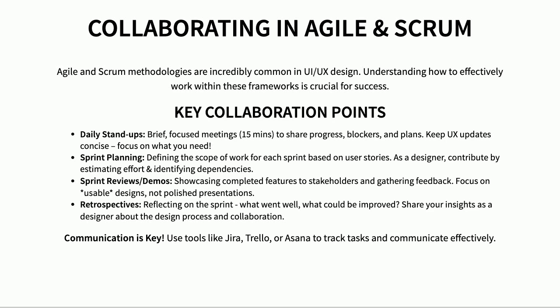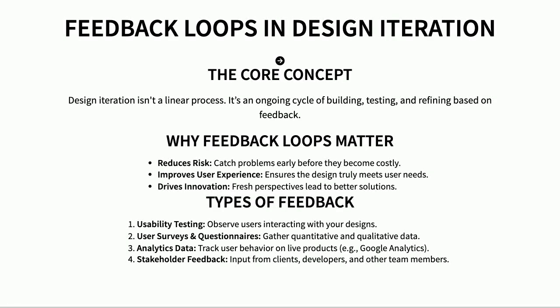Sprint planning is when you decide what you're going to tackle in each sprint. It's great if you can estimate how long things will take. Then come sprint reviews, where you show off your completed work and get feedback. Finally, retrospectives are all about reflecting on the sprint as a team, identifying what worked well and what could be improved. And remember, clear communication using tools like Jira or Trello is absolutely essential for making sure everyone's on the same page.